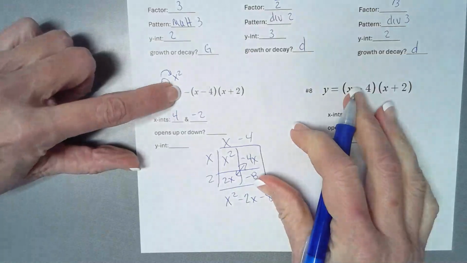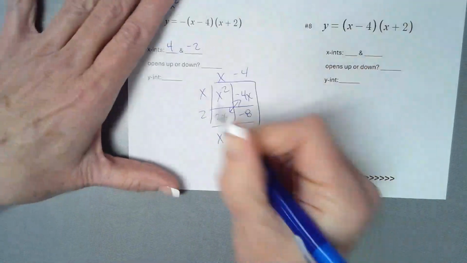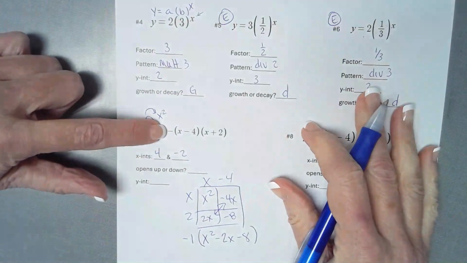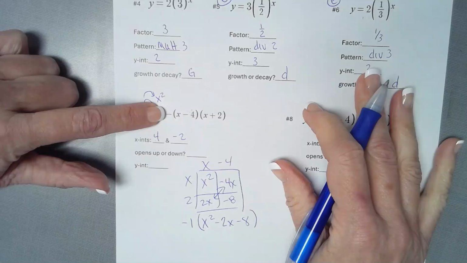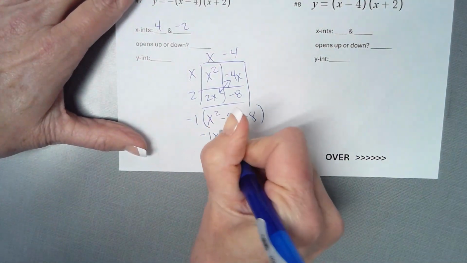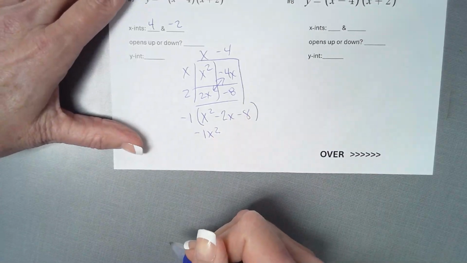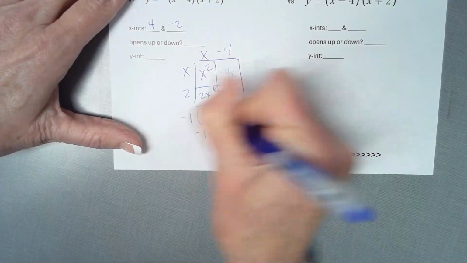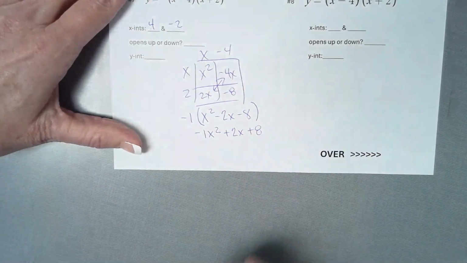And don't forget, this has the negative 1 out in front that we didn't do anything with. Do y'all see the negative 1 out in front? So when I distribute that, I'm going to get negative 1x squared. Then I distribute here and get a positive 2x. Then I distribute here and get a positive 8.